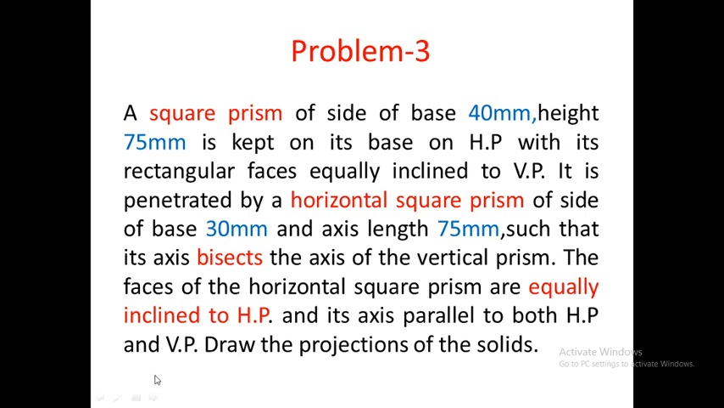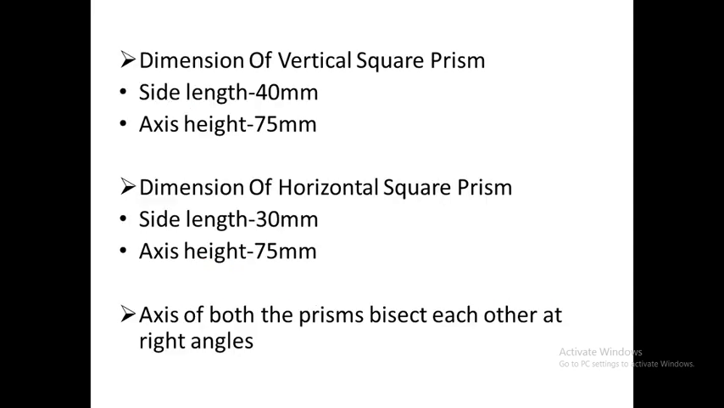Before that, we will note down the dimensions of the vertical solid, then the horizontal solid, and then the position of the axis of both the solids with respect to each other. Dimension of the vertical square prism: side length 40 mm, axis height 75 mm. Dimension of the horizontal square prism: side length 30 mm, axis height 75 mm. Axes of both the prisms bisect each other at right angles, so the axes will be perpendicular to each other. Now let's begin with the solution.